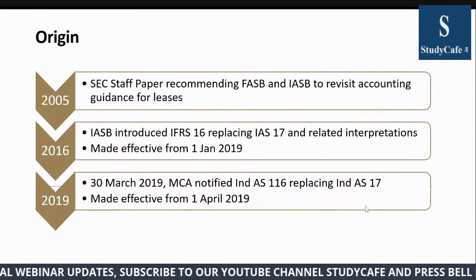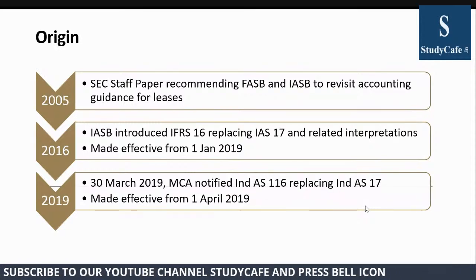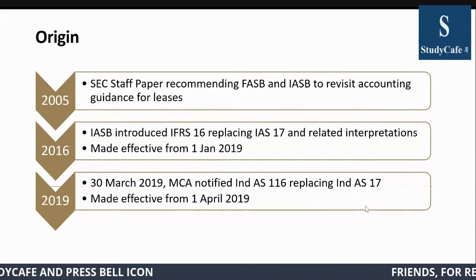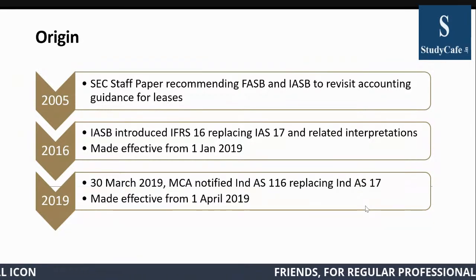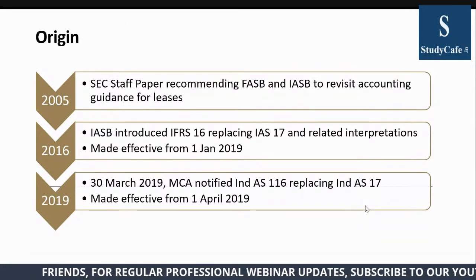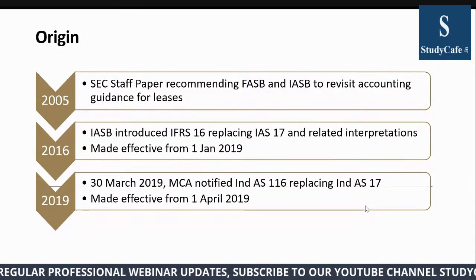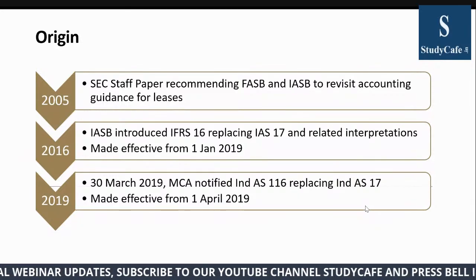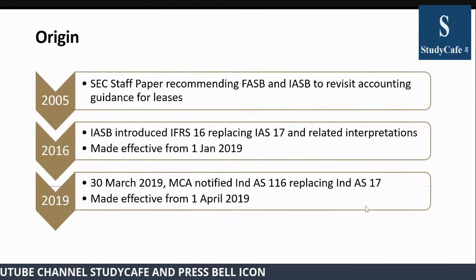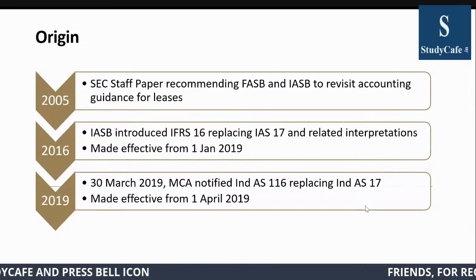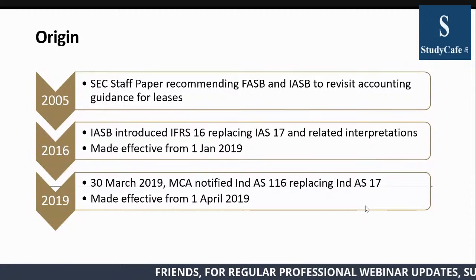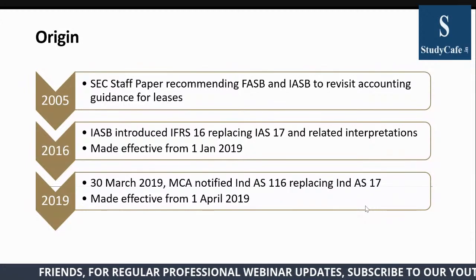In 2005, the Securities and Exchange Commission of the USA, their staff recommended the FASB, which is the Financial Accounting Standards Board of the US, and the International Accounting Standards Board to revisit the accounting guidance for leases. Why did this happen? Because the staff of the SEC conducts various analyses of the off-balance sheet financing in the financial statements which are submitted by the companies in the USA.